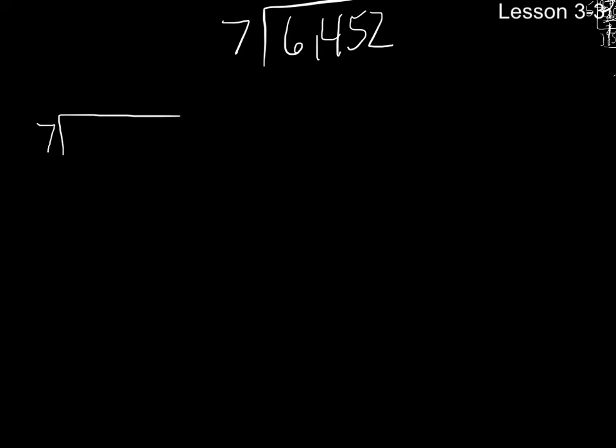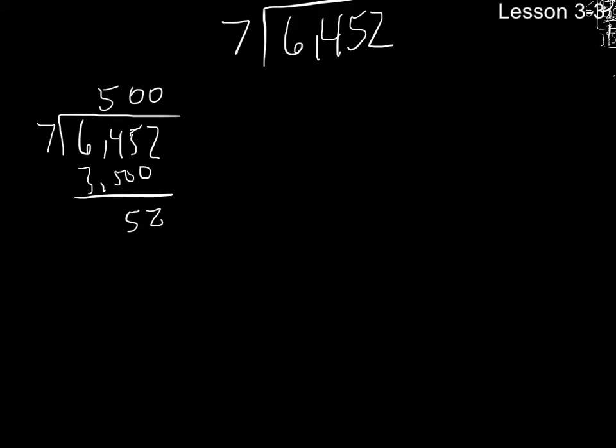Okay, I'm going to start with, let's say, expanded notation method. Alright, I know 7 can go into 6,452. I can't say 1,000 times because if I say 1,000, that'll give me 7,000. So I'm just going to cut it in half, go 500. 7 times 500 is 3,500. Subtract, get 2, 5, 9, 2.